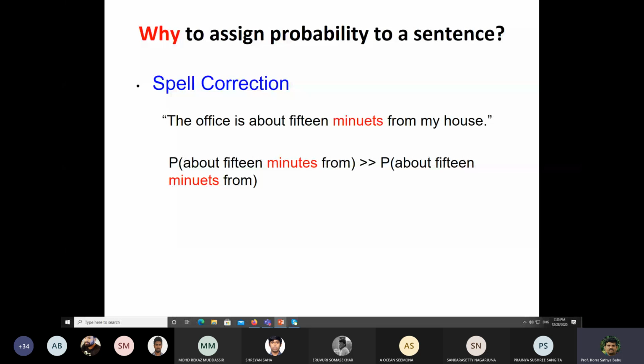Now the first one we are seeing is the example of spelling correction. See, it is given: the office is about 15 minutes from my house. There is a typo here. Suppose a sentence is given. Now, how can we use a probabilistic language model to correct this particular word?